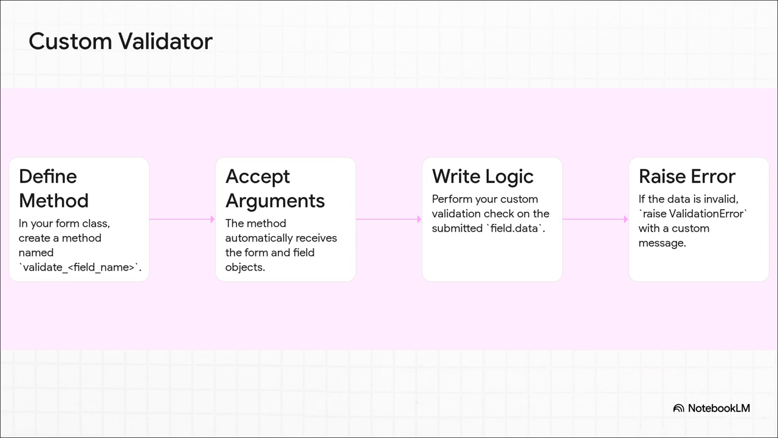And the pattern WTForms gives you for this is just so elegant. To validate a field, let's say it's called match1, you just create a method inside your form class called validate_match1. WTForms is smart enough to automatically call this method for you. Inside, you write your custom logic. If the data is bad, you just raise a ValidationError with your custom error message. It's powerful, it's clean, and it keeps your validation logic right where it belongs.